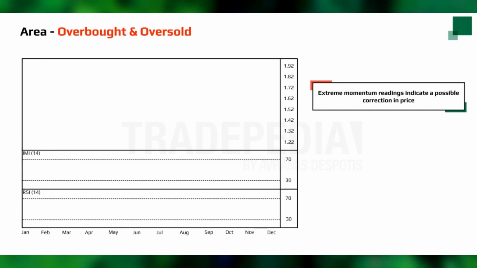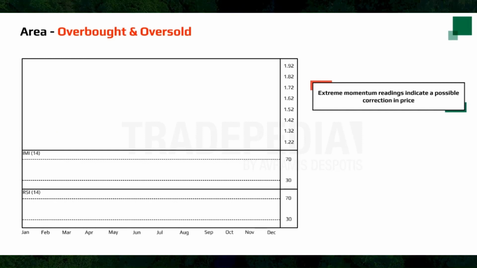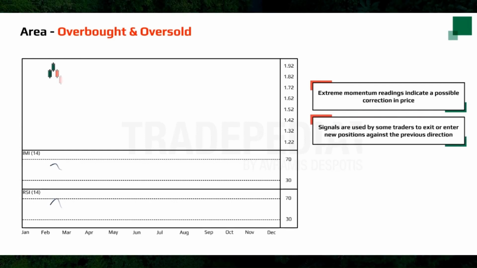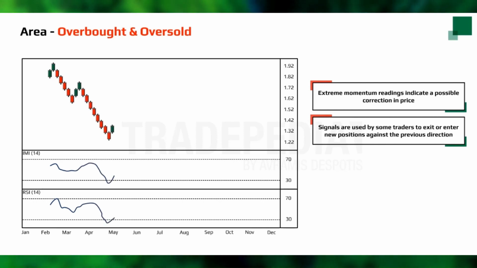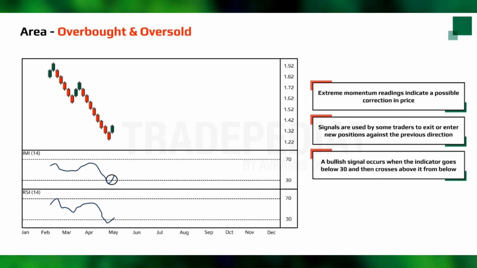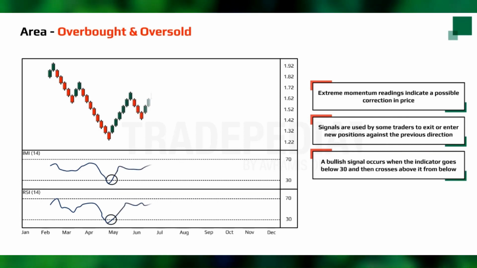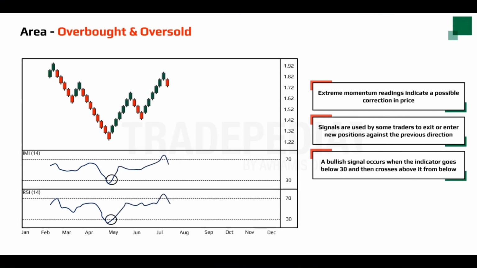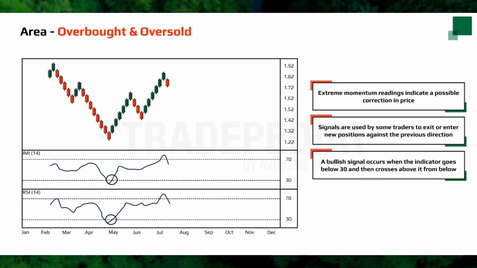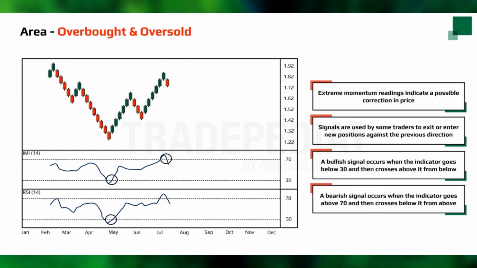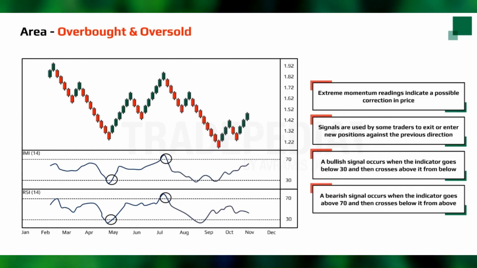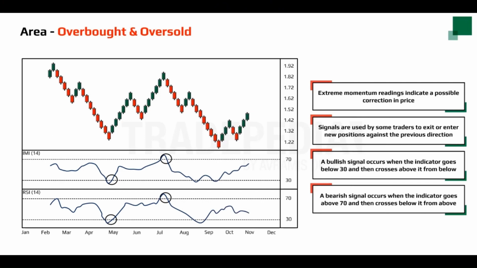Extreme momentum readings indicate a possible correction in price. These signals are used by some traders to exit or enter new positions against the previous direction. When using IMI and RSI, a bullish signal occurs when the indicator goes below 30 and then crosses above it from below. A bearish signal occurs when the indicator goes above 70 and then crosses below it from above. If more than one indicator gives the same signal, the stronger it becomes.